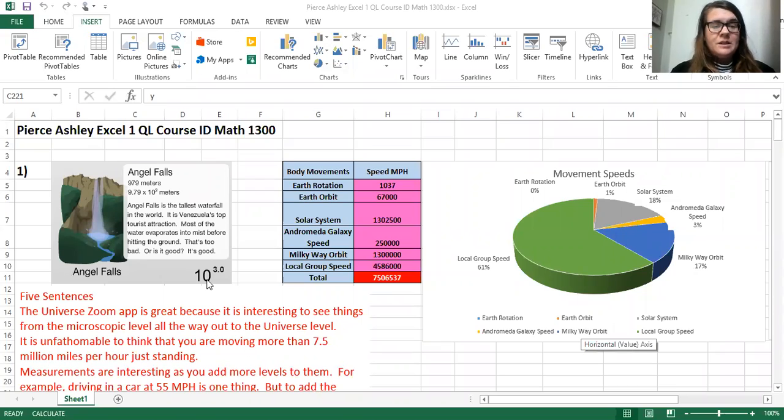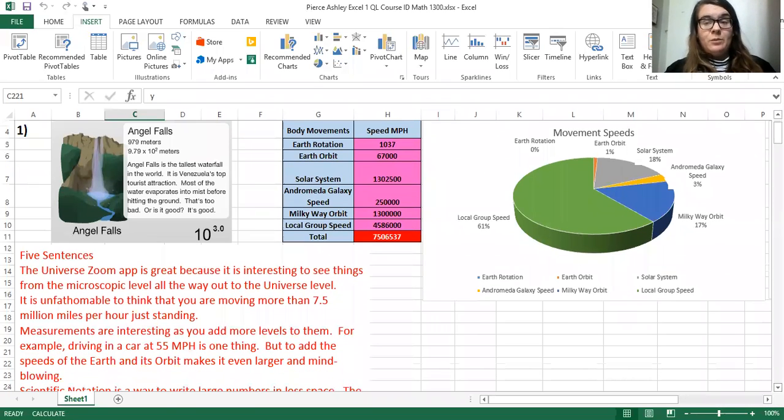Okay, so the first thing I picked here was Angel Falls. I thought that was really neat. It's in Venezuela, and it is the tallest waterfall in the world. Would be awesome to get to visit that someday. Here are my charts.